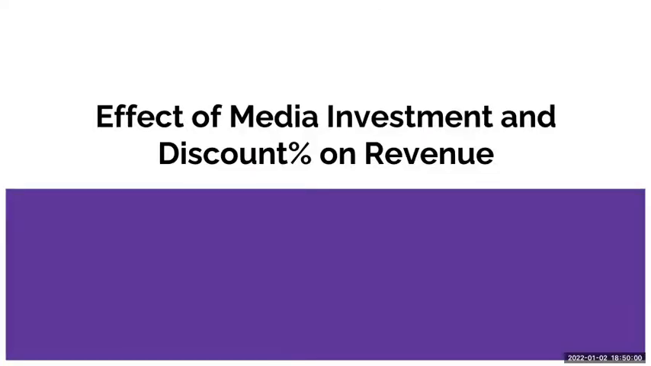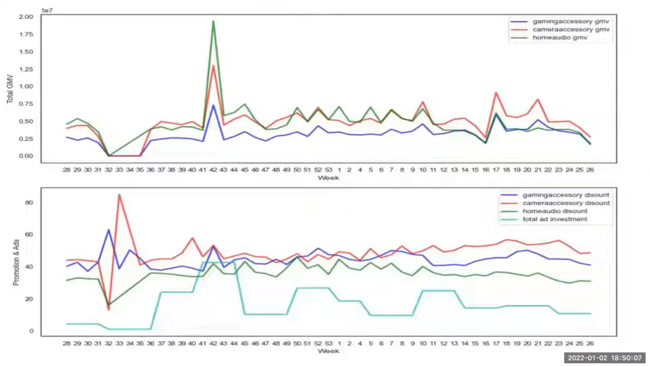Effect of media investment on discount and revenues. This is another thing that we need to take care of. So you see the graph below, that's the second graph, which has promotions and ads on the y-axis, and week. So this is like your input, and the graph above is your output, which you're interested in. You're interested in GMV, right? But you want to see how your promotion and ads affect GMV based on the weeks. So this is kind of an informative plot here.